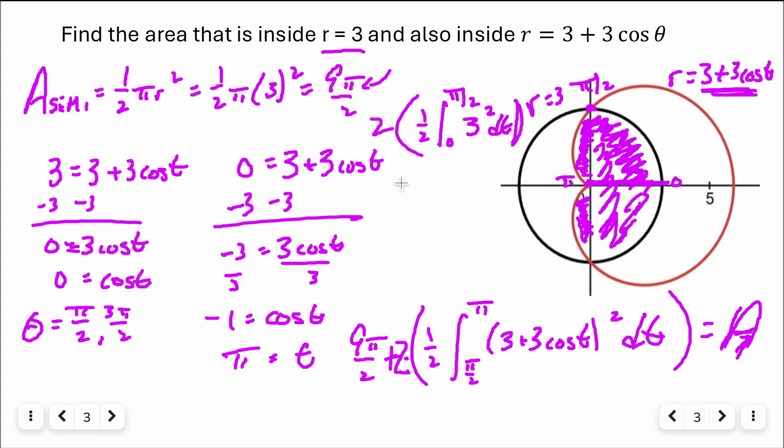Okay? You could also integrate 1/2 the integral from negative pi over 2 to pi over 2 of 3 squared d theta. That would give you the whole semicircle, starting down here and going all the way around to there. All right? That would also give you 9 pi over 2.